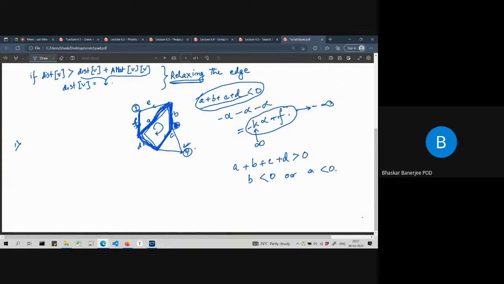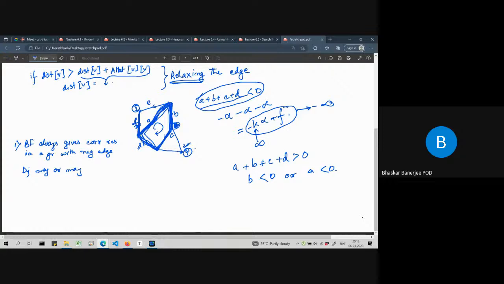That's for Dijkstra. But if you apply Bellman-Ford on a graph with a negative edge, then it will always give you the correct result. So Bellman-Ford always gives the correct result in a graph with a negative edge. And Dijkstra may or may not.